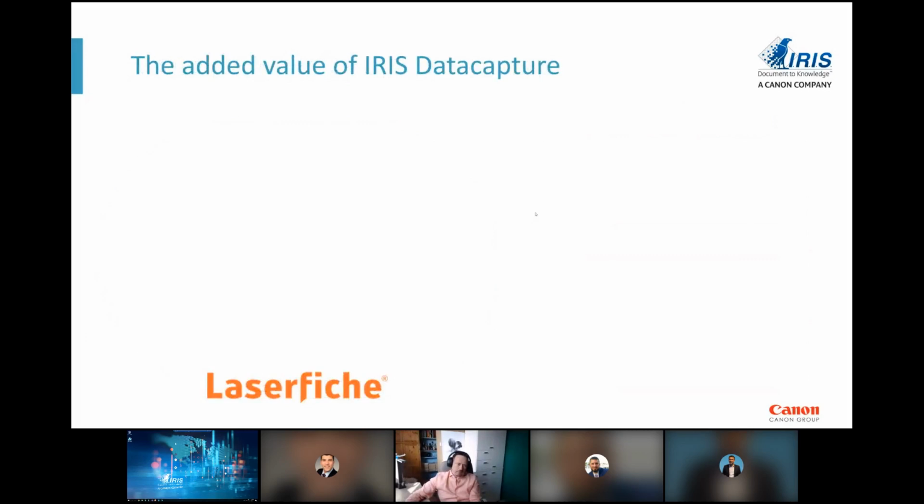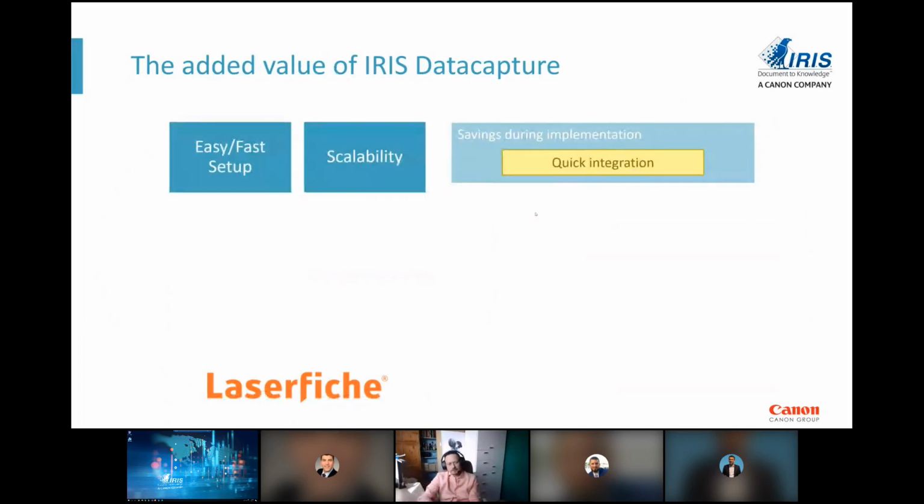So if we talk about the added value that Iris data capture is offering, then this is on 3 different levels. The first level is during the implementation of your business process automation. What we have is a platform which is very easy to configure, which is scalable. So you will have a very quick integration, which makes it, of course, cheaper to do implementations, and also much easier to make changes inside your configuration. So this is a first value that you have.